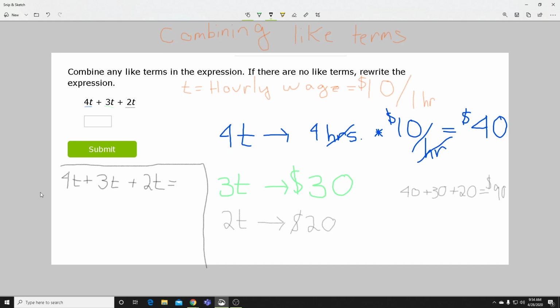This is kind of the backwards of the distributive property. And what you might notice is since we have a t in each term, we can actually factor something called factoring out this t. We can put it outside and rewrite it like this.